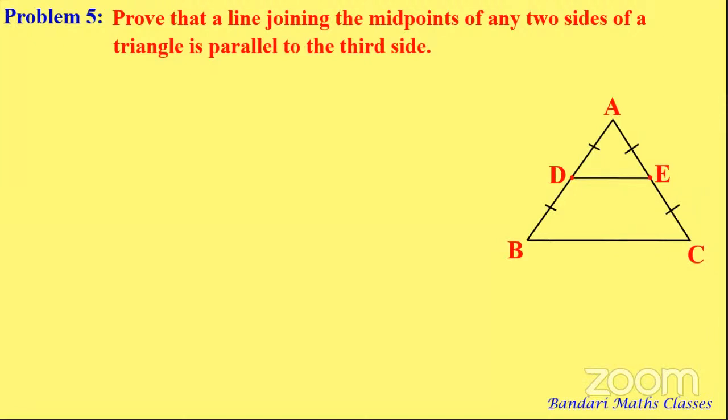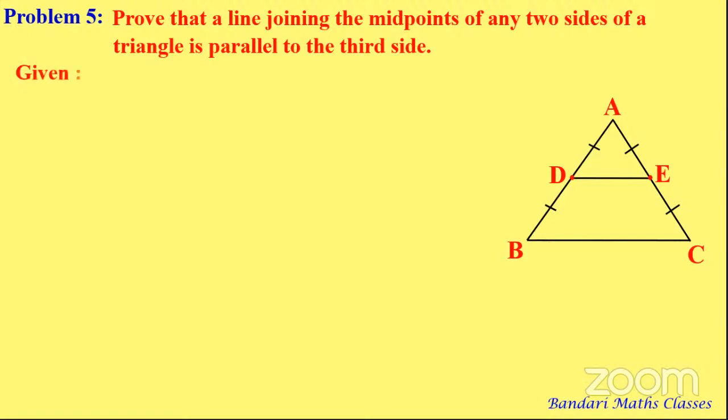The previous question was: a line drawn from the midpoint of one side and parallel to another side bisects the third side. Here the question is: prove that the line joining the midpoints of any two sides is parallel to the third side. When the midpoints of any two sides are joined, that line is parallel to the third side. That is the present question.